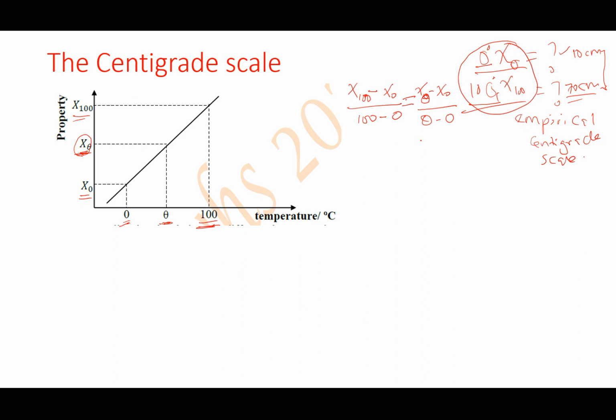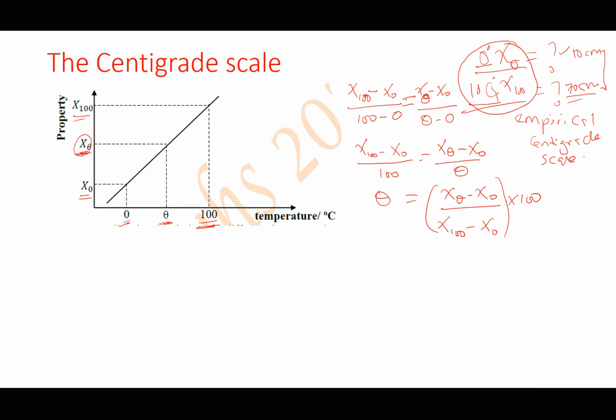I want theta. I'm trying to make theta the subject. So X100 minus X naught divided by 100 is going to be equal to X theta minus X naught divided by theta. So when I make theta the subject by cross multiplying, theta is going to be X theta minus X naught divided by X100 minus X naught. Of course, this will be times 100.